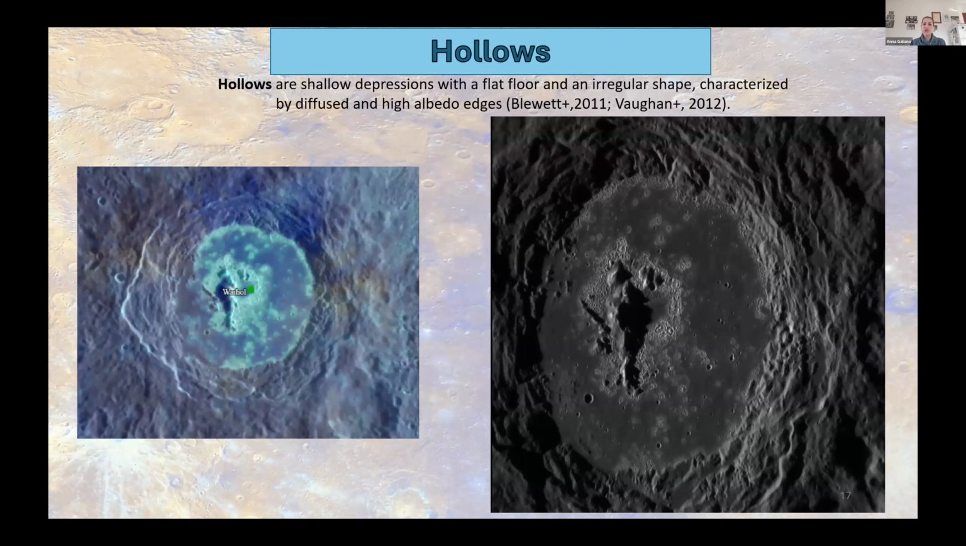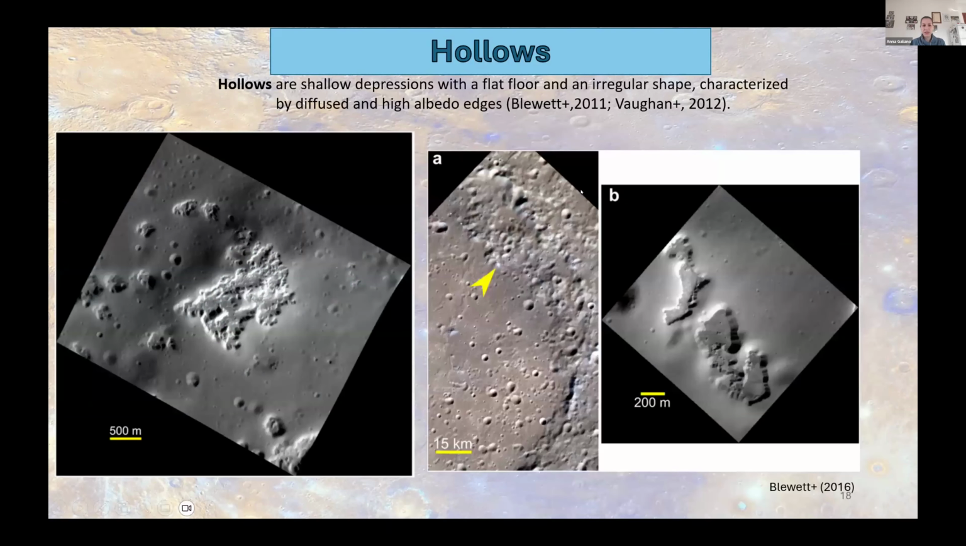Hollows are therefore shallow depressions characterized by a flat floor and an irregular shape, and their edges are characterized by a high albedo. You can better see these spectral properties in this image, where you can notice that the edges of the hollows have a high albedo, as well as in this case. And you can notice the flat floor inside the hollows.